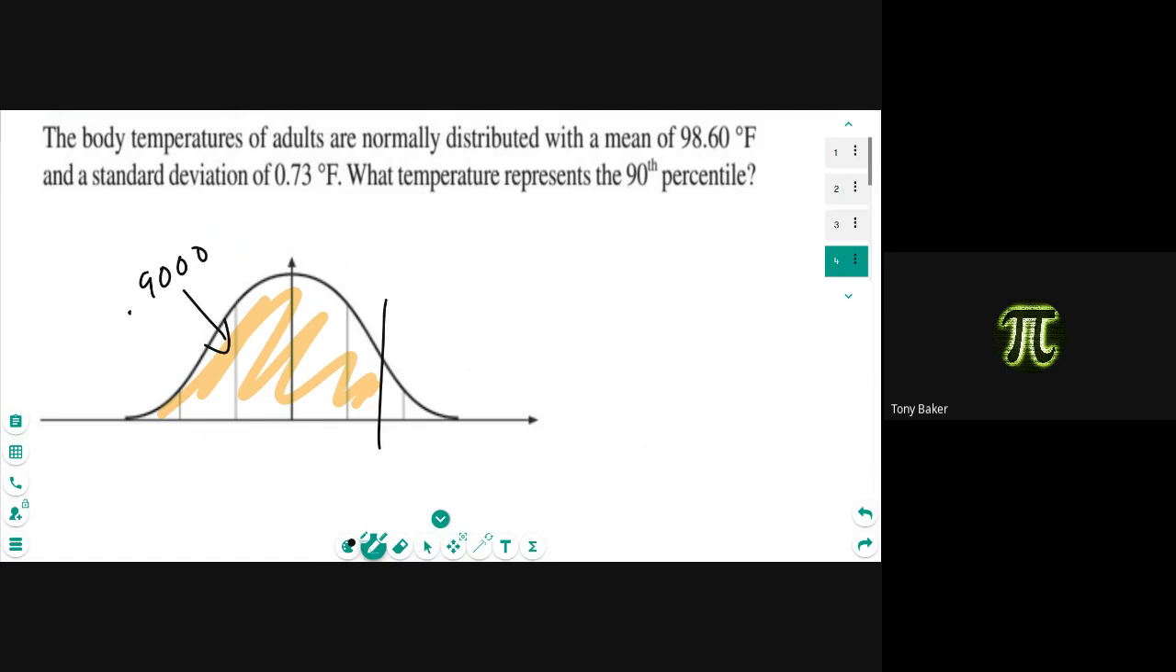Here's your other formula. Is it minus Z? Yes. It's Z times standard deviation plus mean. Yep. That's how you find your X.